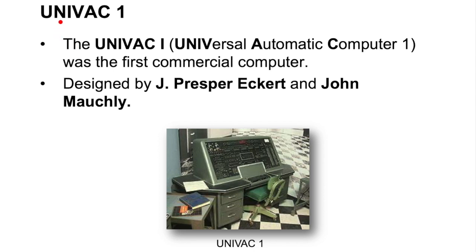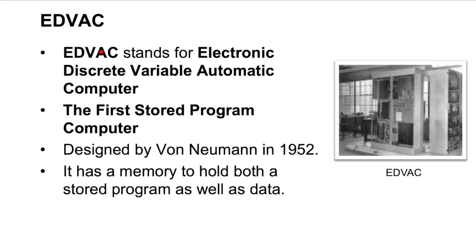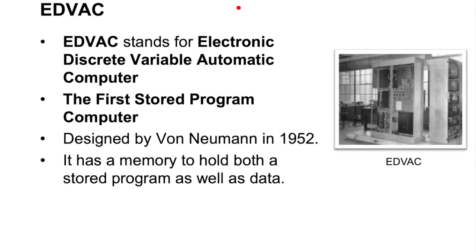There is another computer, the UNIVAC 1, the Universal Automatic Computer. It was also the first commercial computer. EDVAC stands for the Electronic Discrete Variable Automatic Computer. These are all the computers, and you can go through their specific details. We are just looking here so that you may understand how this evolution took place in history, and how we moved from low efficiency to the higher efficiency machines that we currently have.